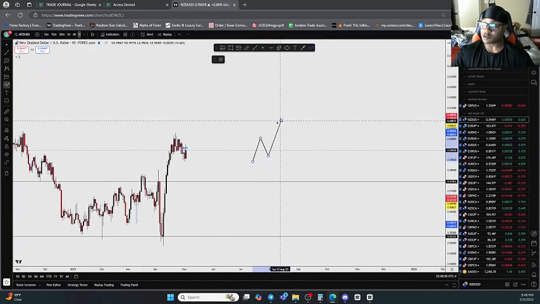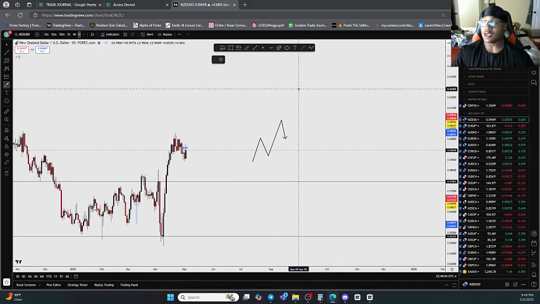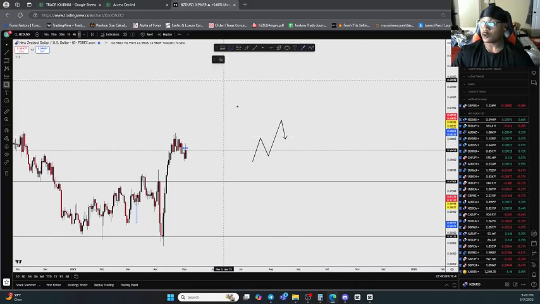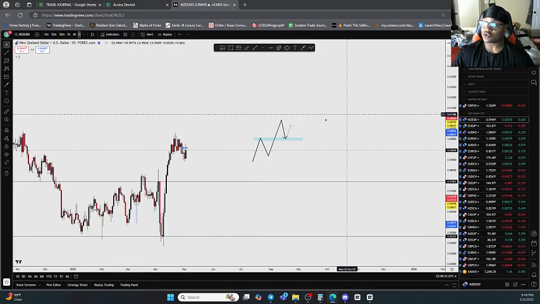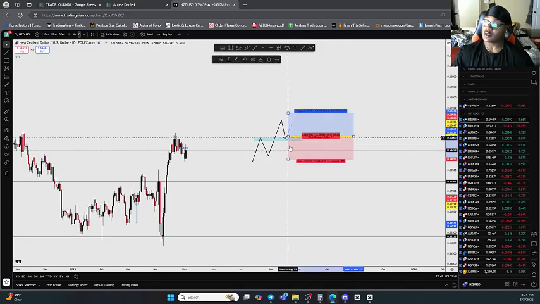I want to see price give me the break of structure, give me the retest of structure. Once price can give me the retest, go towards the 4-hour to find my zone, and then wait for the 15 minutes with the structure. After I find my zone on the 4-hour time frame, I will mark that off, and then I will wait for the shift of structure on the 15-minute to then ride this trade back towards the upside, looking something like so.